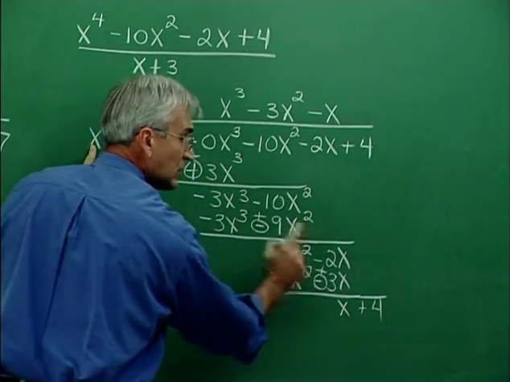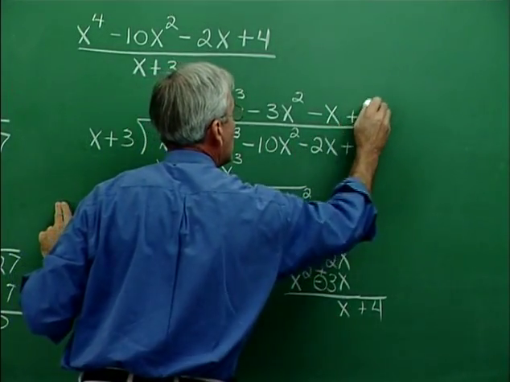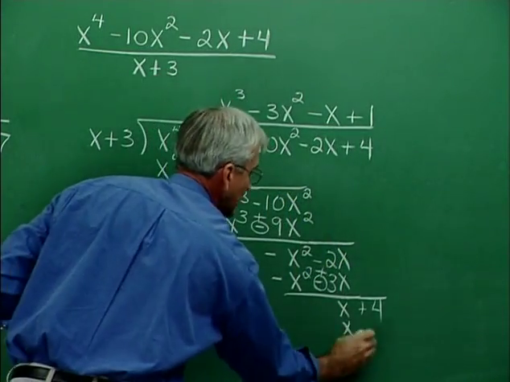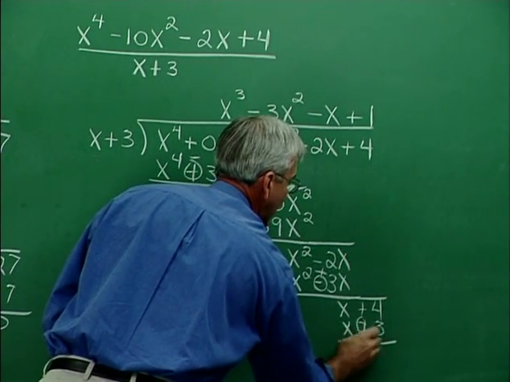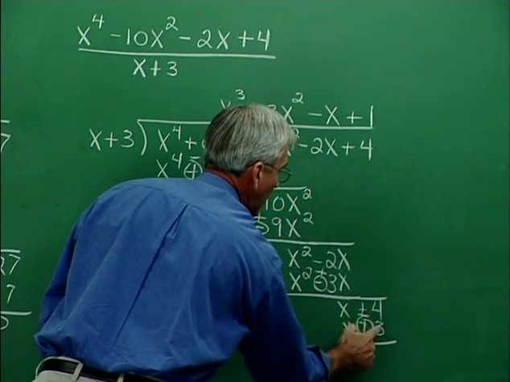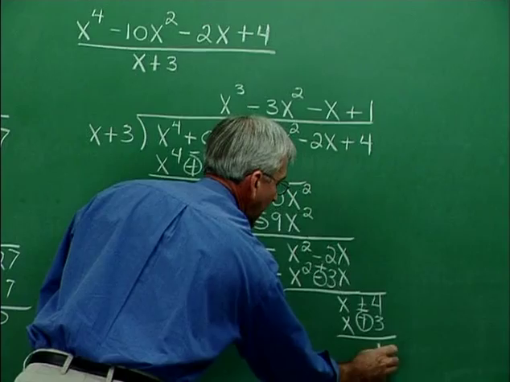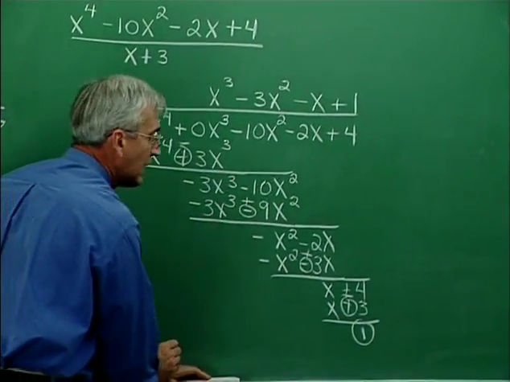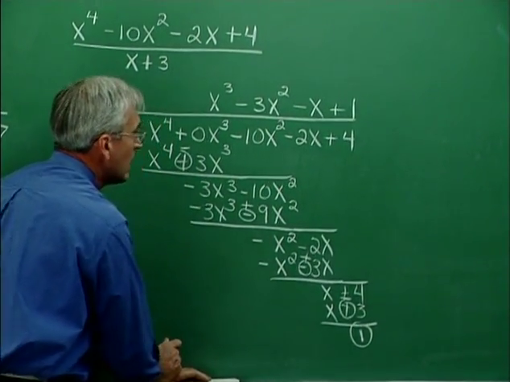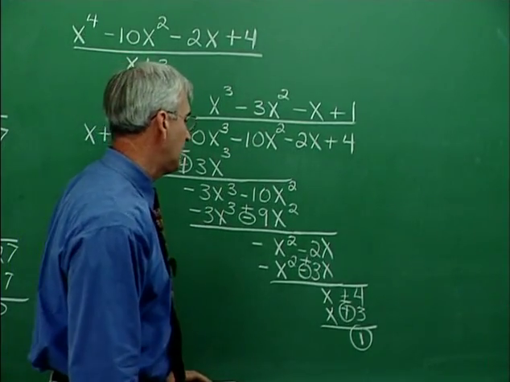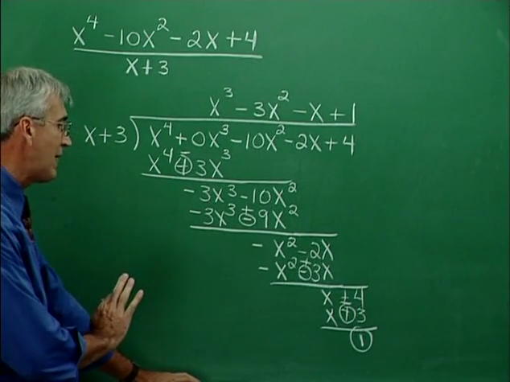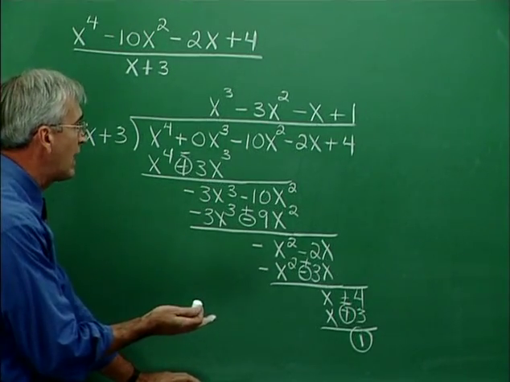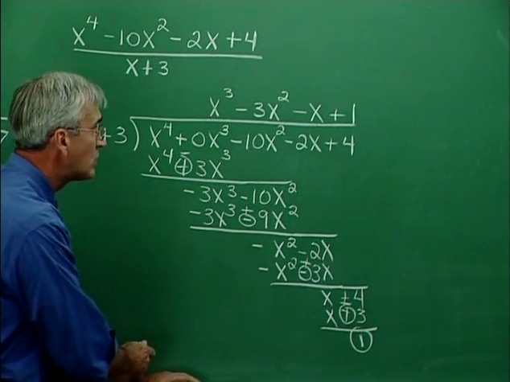X goes into x one time. 1 times x is x, and then 1 times 3 is 3. Draw the line and subtract, change the sign, collect. 4 minus 3 is 1. Now notice the remainder this time is 1. The division didn't go evenly. Now what are we going to do with that 1? Well, sometimes we're required to show that as a remainder in a particular algebraic form. Sometimes we just say remainder is 1.